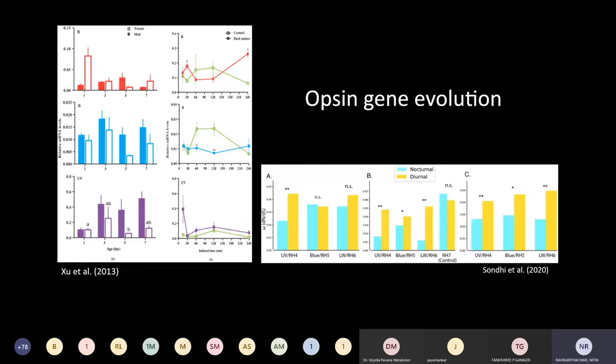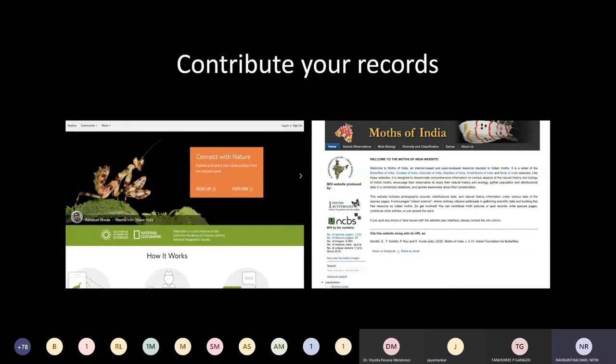Something that I definitely recommend all of you to do is to contribute your records to iNaturalist and Moths of India, because these two websites are very useful for everyone, citizen scientists and professional scientists alike. I have used iNaturalist so much, and my PhD would not have gone this smoothly without it, because when I moved to the US, I did not know anything about the plants here, or where these plants or butterflies were found. It was because of iNaturalist that I was able to get all of these things much quicker than finding it out by myself. So try to upload your records here.